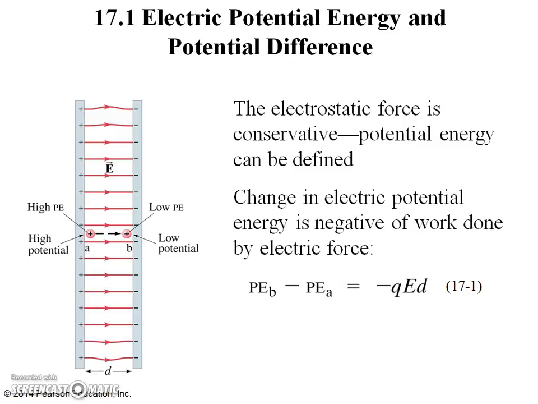This works the same way for a charged particle. If you place a positive charged particle at a high electric potential energy point in the electric field, it will move along the electric field lines and gain kinetic energy while losing potential energy.